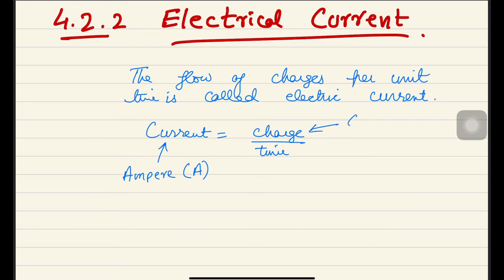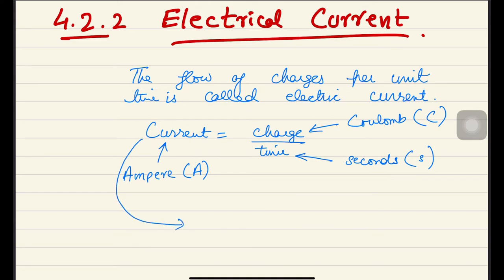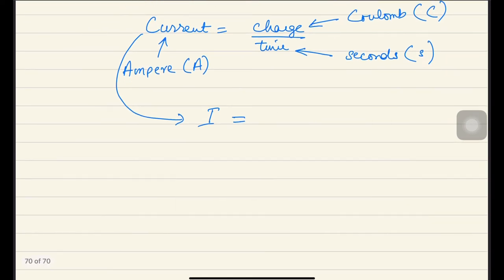The unit of charge is coulomb. We represent it with capital C, and the unit of time is seconds, represented with S. Okay, and the symbol that we use for current is I. So it'll be like I equals Q over T. Q is the symbol used for the charge, and T is the symbol used for the time. So electrical current is basically the flow of charges per unit time.